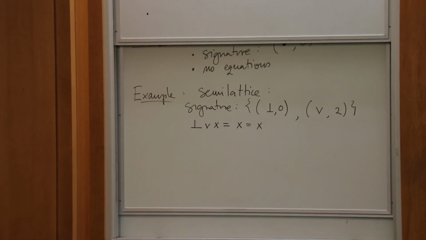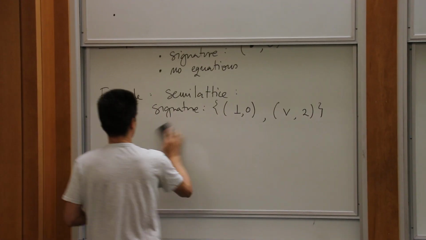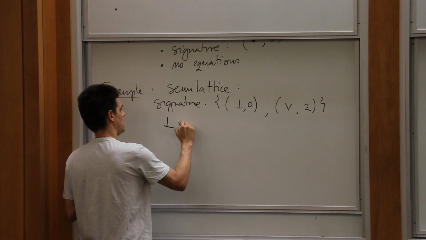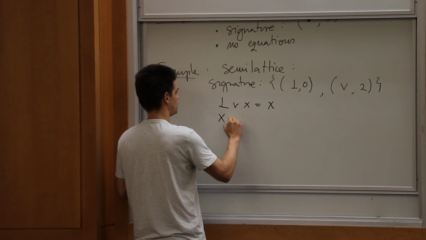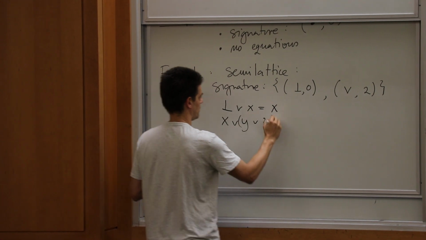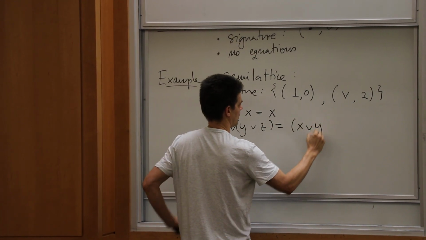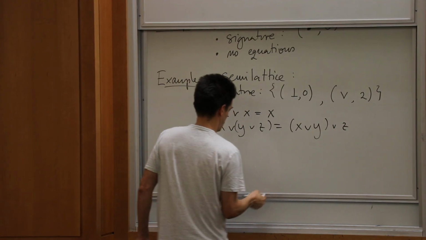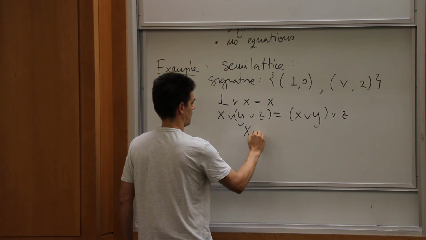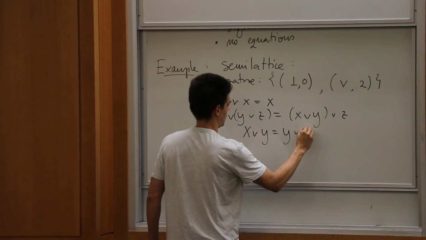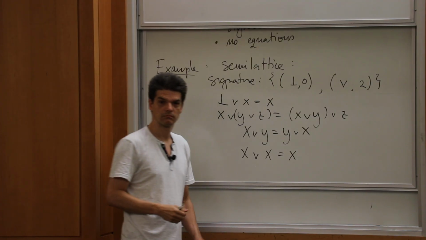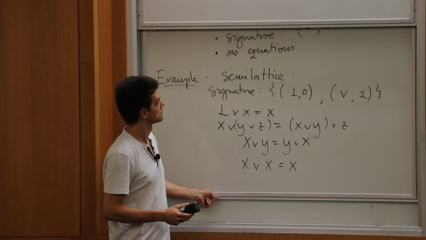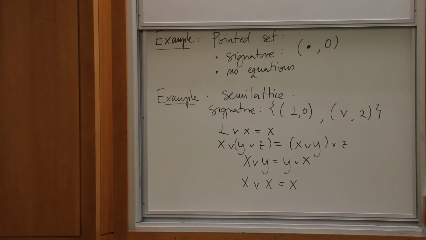First of all, the bottom is the neutral element. The operation is associative, and commutative, and idempotent. That's one example of a theory. It'll come up later, so that's why I want to do it now.